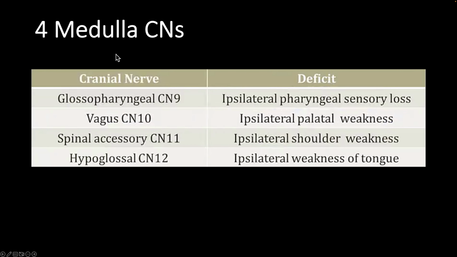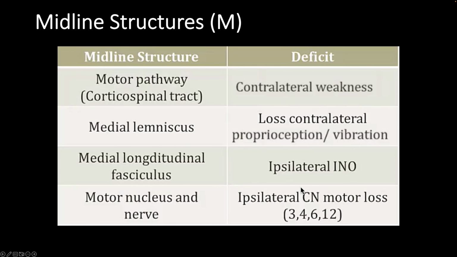Now, for the medulla cranial nerves, you've got the glossopharyngeal nerve, cranial nerve number 9, ipsilateral pharyngeal sensory loss; vagus nerve, ipsilateral palatal weakness; spinal accessory, ipsilateral shoulder weakness; then the hypoglossal, ipsilateral weakness of the tongue. So now we went over the cranial nerves. Now we're going to go over our M's.